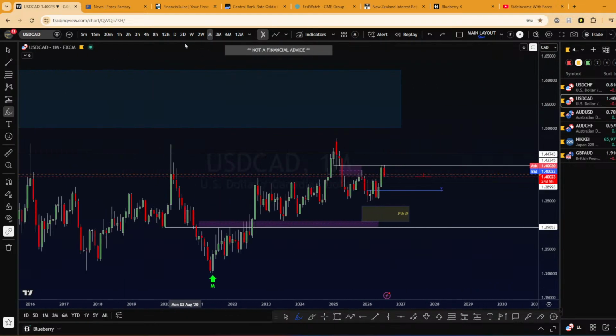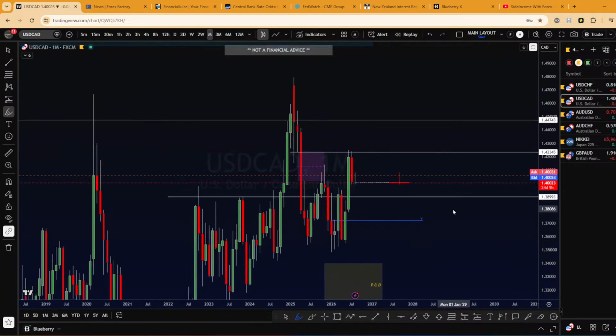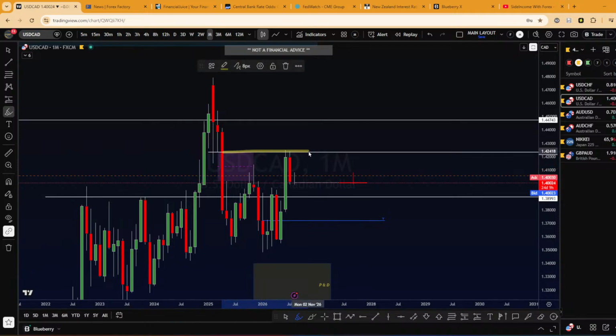Okay, so let's go down. Before going down, we see how we rejected this level. I marked up this level, this resistance, and how we rejected it. So for me, the next target will be this support right there. That's why I think we could continue to the downside.